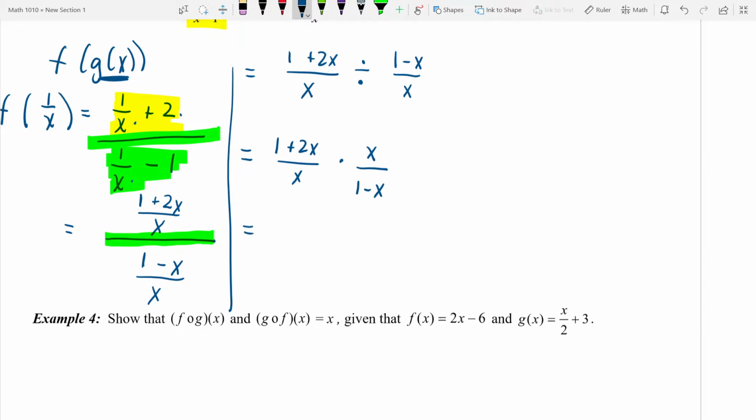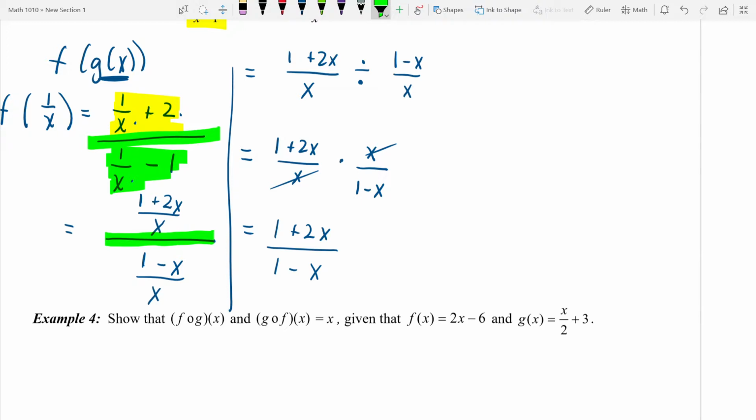Now, when I multiply fractions, I multiply the tops together and the bottoms together. But before I do that, there's something else I can do. Can anybody see what I can do? This x is free. He's not added or subtracted to anything. This x is free. It's not added or subtracted to anything. So those x's are going to cancel. So my answer is a 1 plus 2x on the top and a 1 minus x on the bottom.